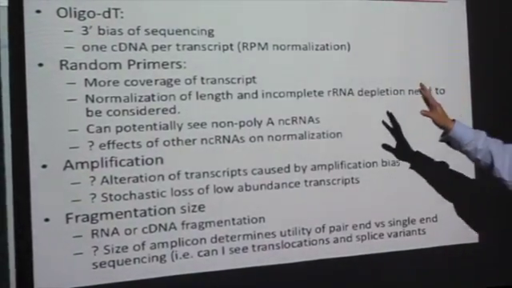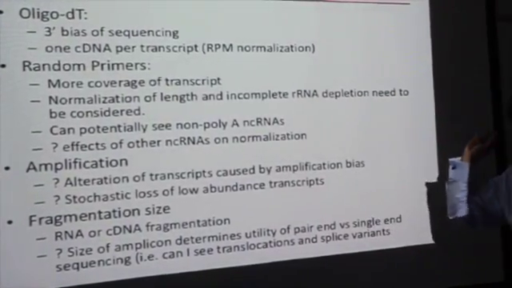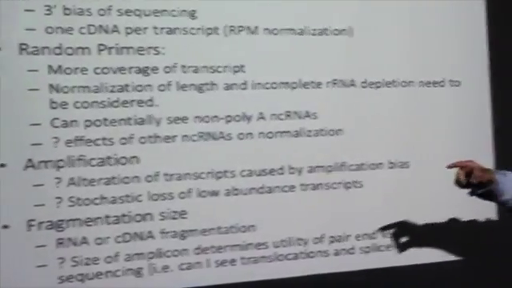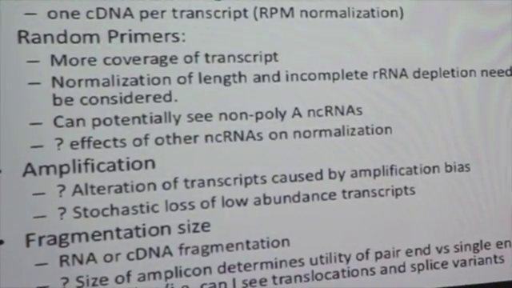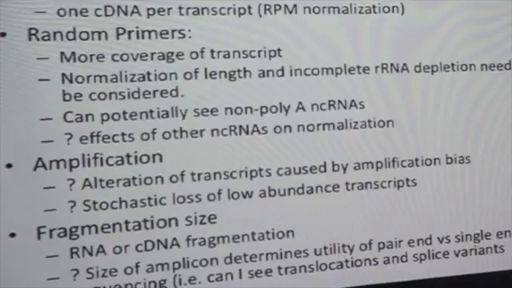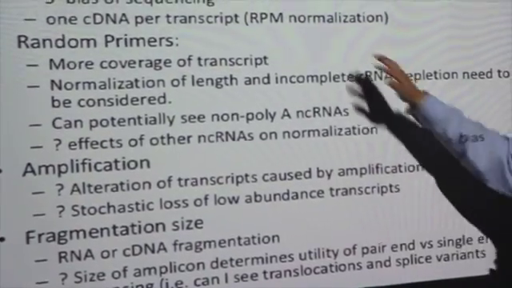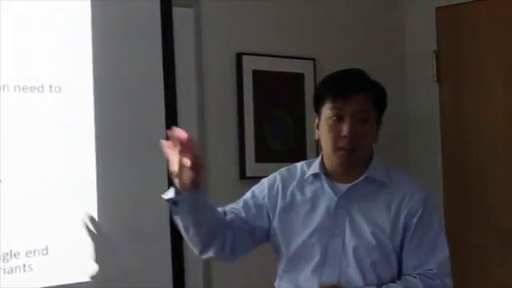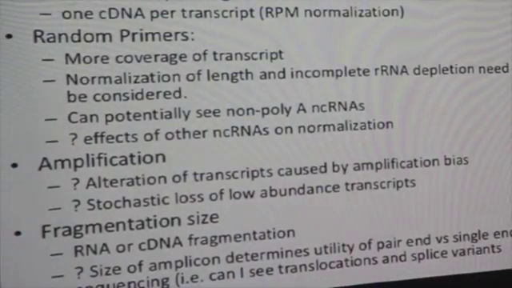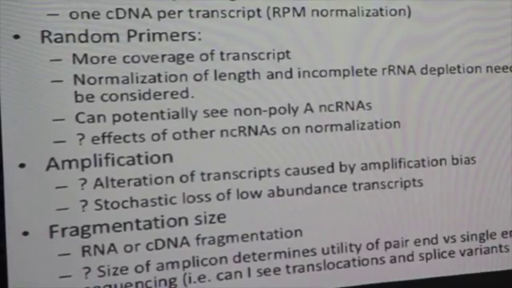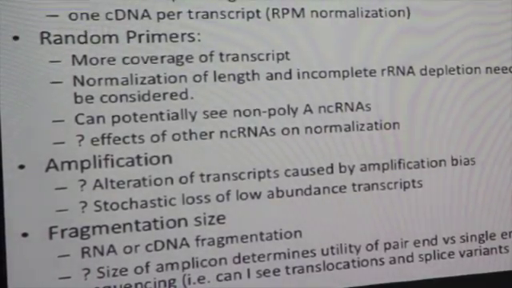Oligo dT based stuff is like 3' and usually gives one cDNA per transcript. So when you normalize this kind of data, my argument would be you would use reads per million, because it's one cDNA per transcript, since it's oligo dT based and there's only one poly-A tail. When you use random primers, you get more coverage of the transcript, but you need to think about normalizing for length. This is where they use RPKM. I don't know if you guys have heard all these terms already.